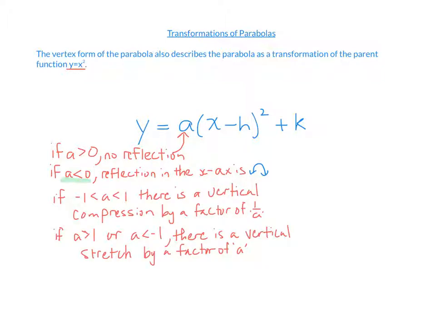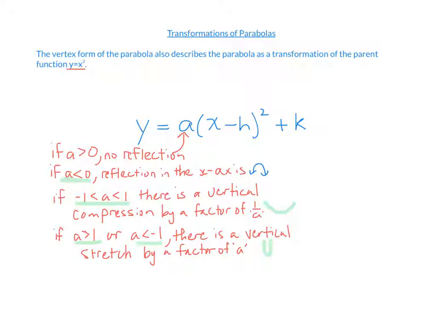Okay, so again, if a is between -1 and +1, that's when we have it opening wider, and we say that our parabola has been compressed so that it squashes it down and it's not as narrow of an opening as it was before. If a is bigger than 1 or if a is less than -1, we have a vertical stretch, and that makes it skinnier. We're stretching those y values up.